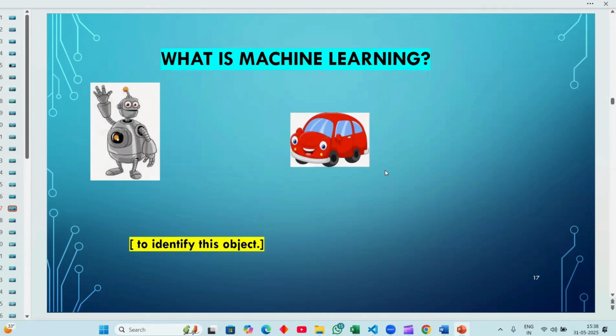Okay, here we take the object. We want to make the machine take decisions. We have seen previously how to train a machine. Now we want the machine to take decisions. See here we have a robot and we have a car. Identify the object. They can identify it easily because we trained them previously. They easily recognize this is a car, this is a robot, right?